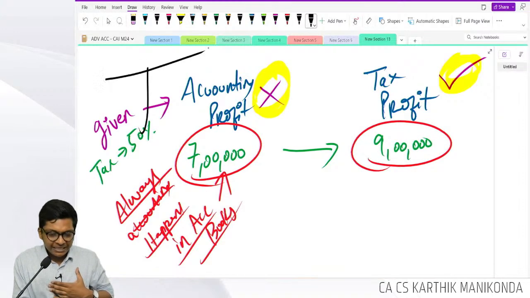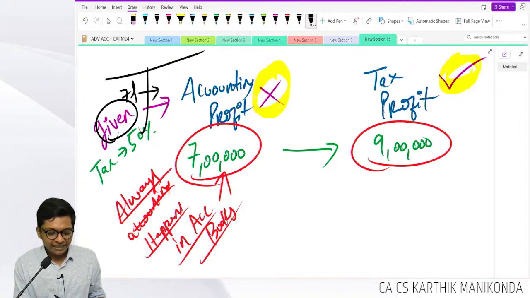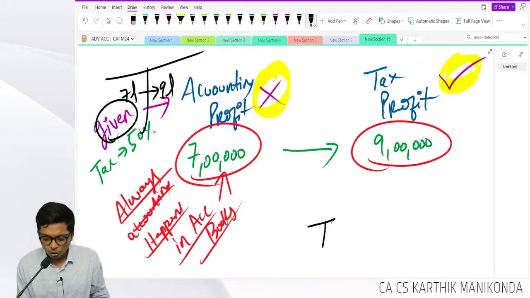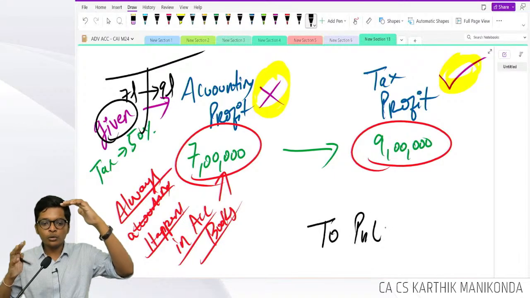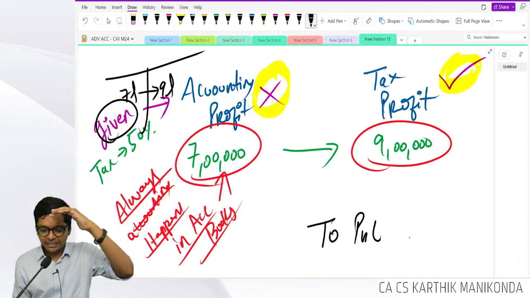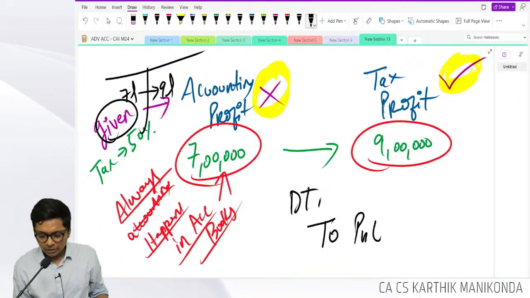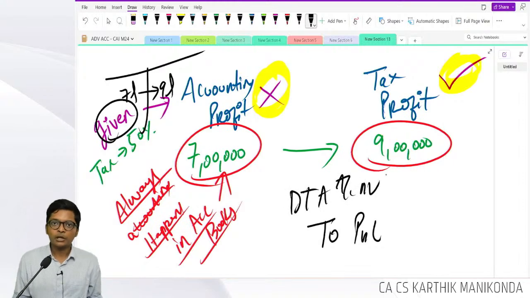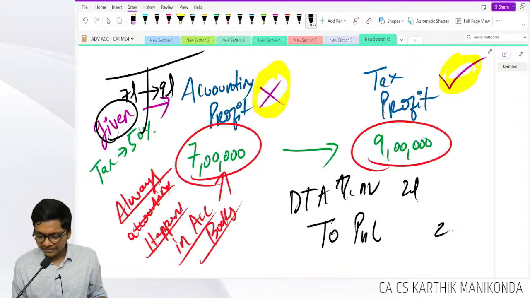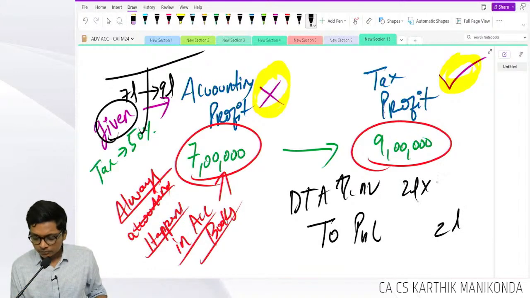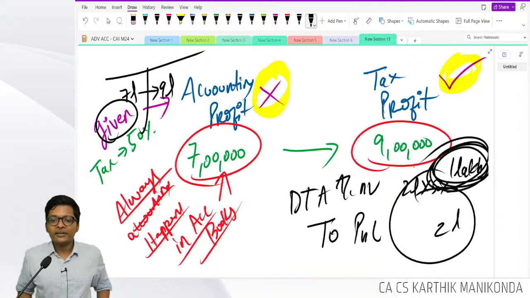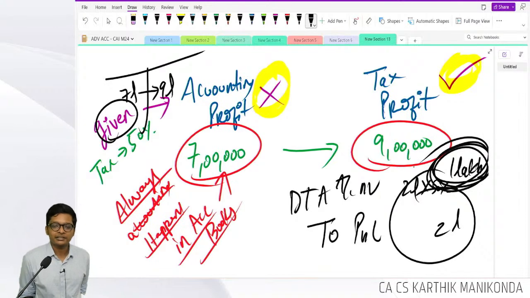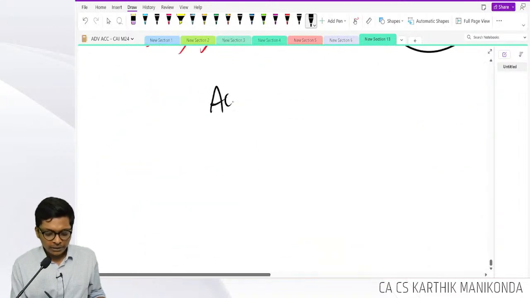So, in my trading and P&L account, profit given is 7 lakhs. I have to make it 9 lakhs. So, what should I do? Credit my P&L. How to increase profit? From accounting, I have to go to tax, means I have to credit my P&L. So, if I'm crediting P&L, what to debit? Deferred tax asset. Are you following, guys? What is the amount? Difference is 2 lakhs into tax rate 50%. So, the answer is 1 lakh. 1 lakh will be my deferred tax asset. Are you following, guys? Opposite. It works for all sums.